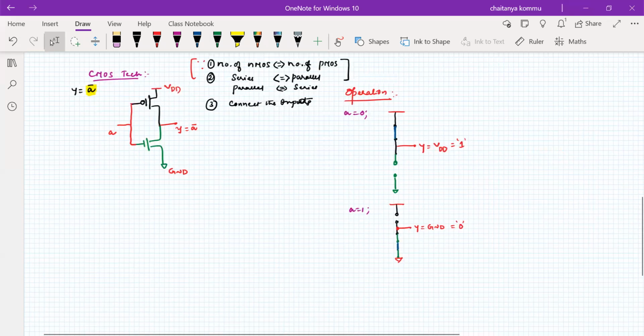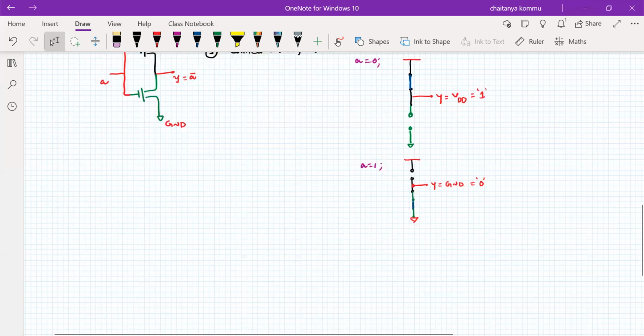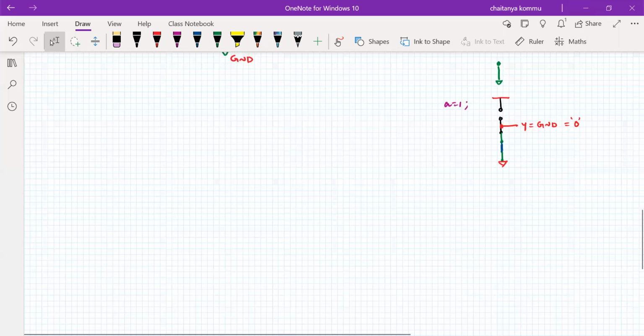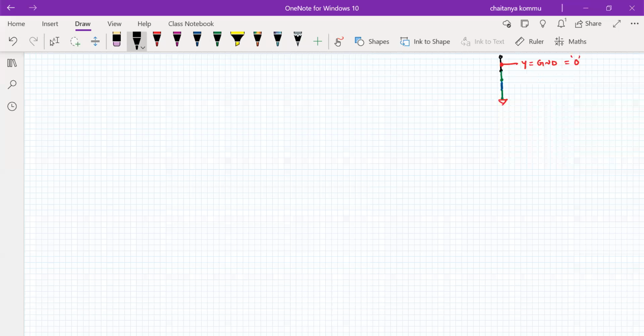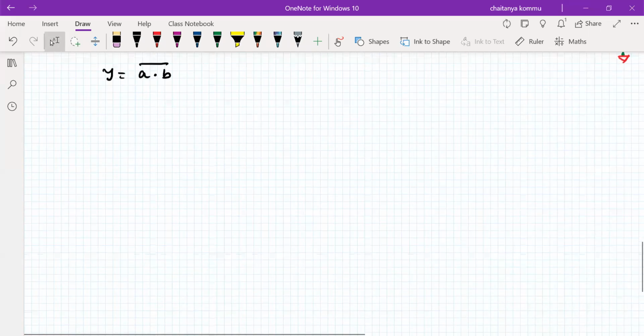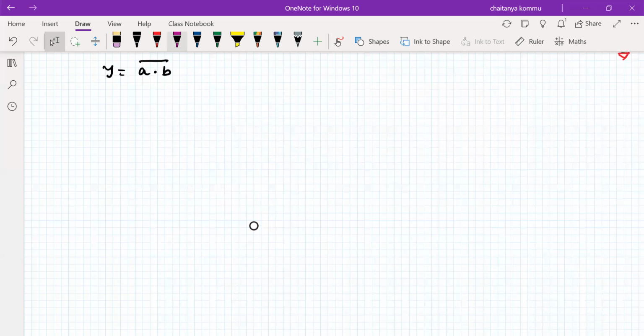So let us apply the NAND operation by using both. Okay. Quickly, let us move to this one. NAND operation. For example, Y is equal to A dot B whole bar. So in NMOS transistor, what I have to do? NMOS technology. Next one is CMOS technology. I'll write.